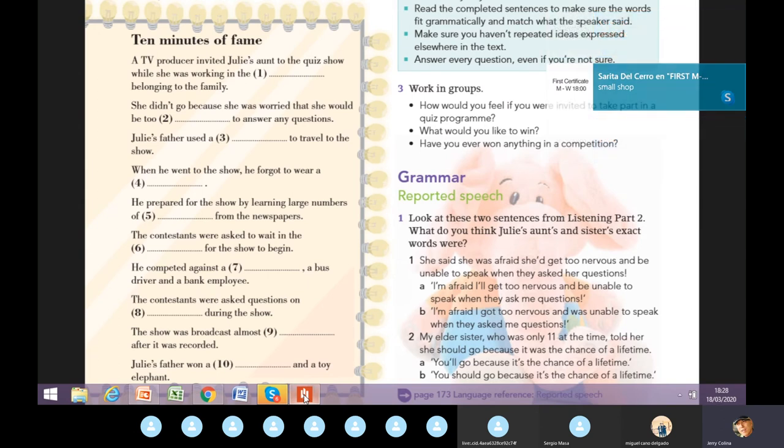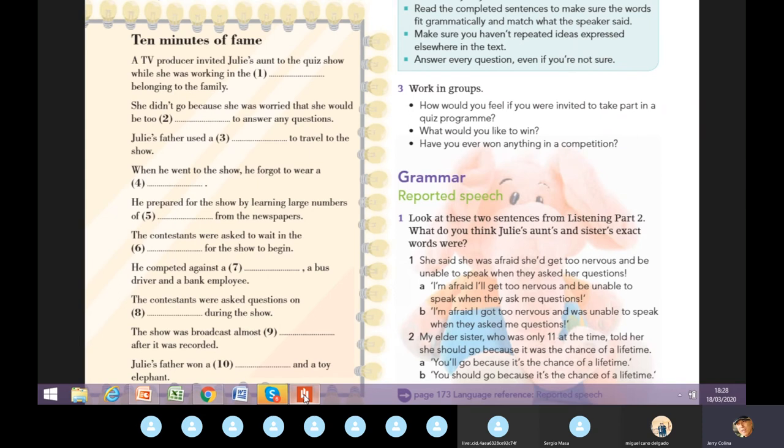You can write shop, yes, Sarah, or a small shop. Because in the exam, Cambridge accepts the two answers, small shop or shop. So you have one correct answer, you all.